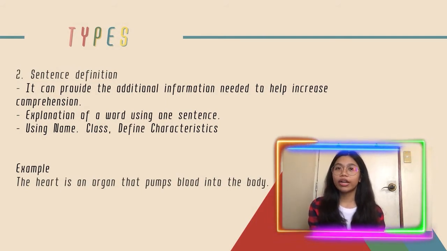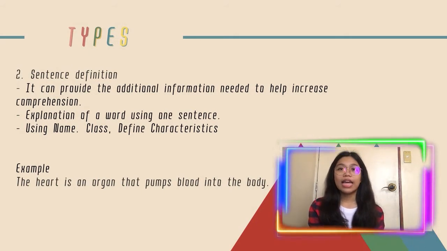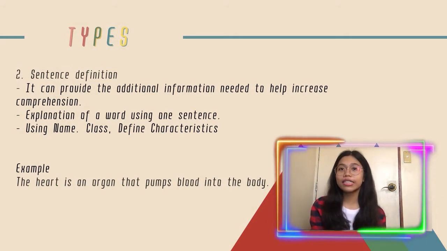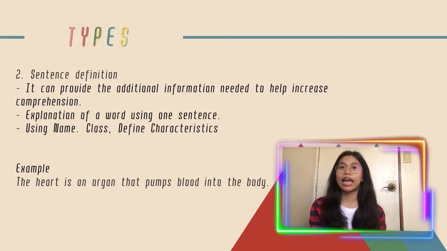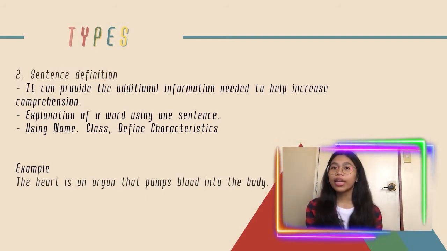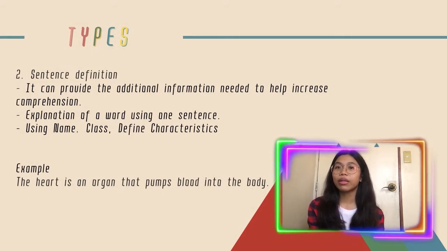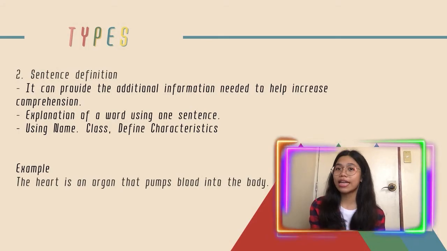The heart is an organ that pumps blood into the body. Let us look at the NCD pattern. The heart is the name, the organ is the class, and the defining characteristic is it pumps blood. We can easily say that this is a sentence definition since we labeled which part of the sentence is the NCD. And lastly, we have the extended definition.